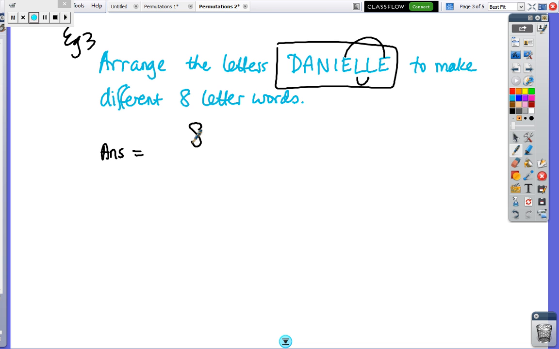Okay, so we have 8 letters, not 8 different letters, we have 8 letters. And then there are 2 E's, so we divide by 2 factorial, and we divide by the 2 L's, which is 2 factorial. And on my calculator, 8 factorial divided by those, we're back to 10,080. So there's 10,080 different ways that Danielle's letters can be arranged differently. If Danielle had 8 different letters, then it'd just be 8 factorial.